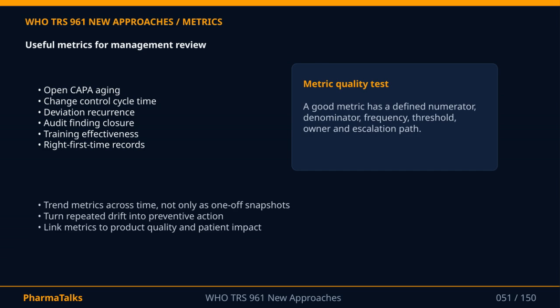Moreover, metrics should be trended over time to identify patterns rather than relying on single data points. When you notice repeated deviations or drifts, those should trigger preventive actions to avoid future issues. Finally, the ultimate goal is to connect these metrics directly to product quality and patient impact, ensuring that our quality efforts truly translate into safer, more effective outcomes.